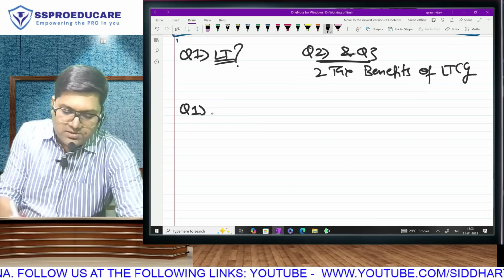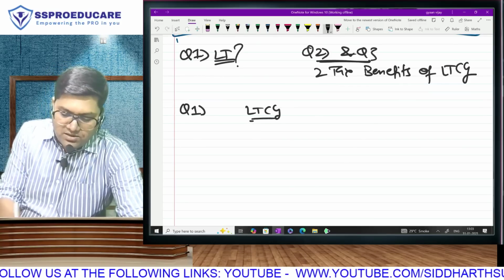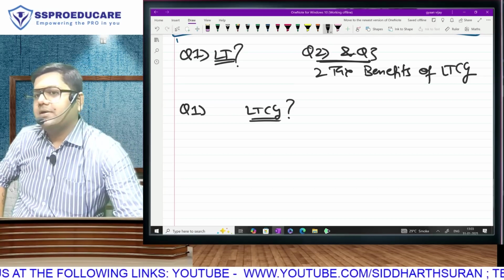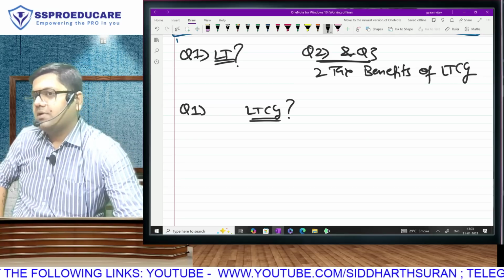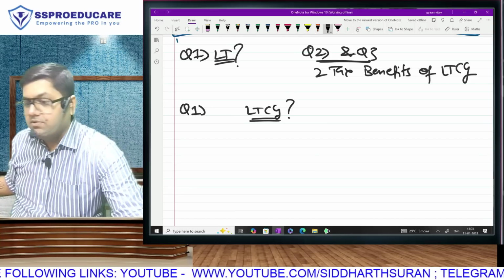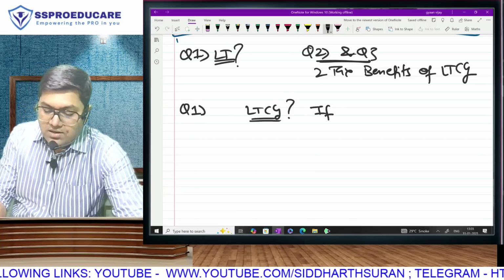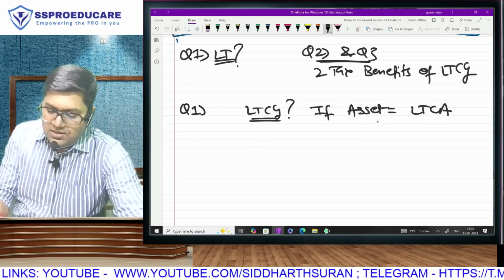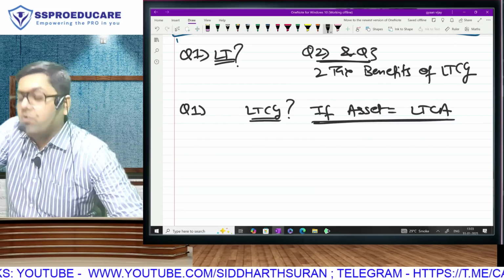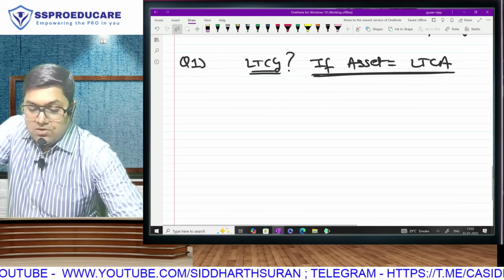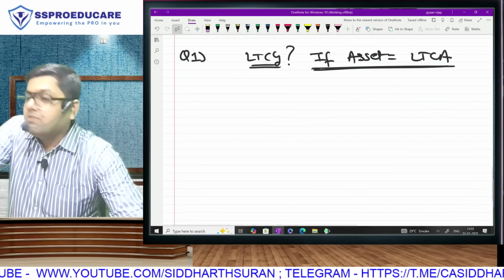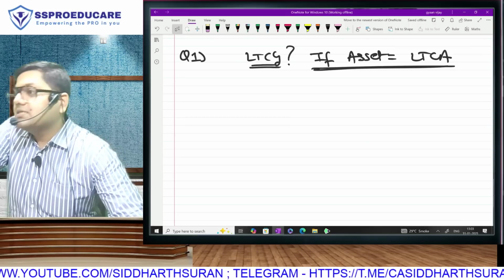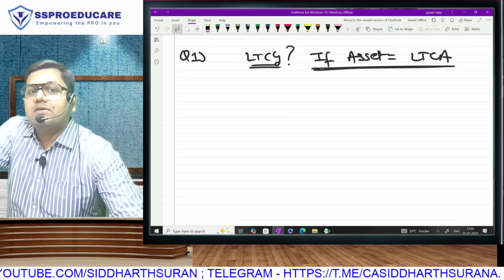In question number 1, our question, ladies and gentlemen, when will capital gain become long term capital gain? Answer: if the holding period is long, if the asset is long term capital asset. If you don't give this answer in the exam, you will lose marks, not respect. This is that answer. This is where we want to make your basics very, very strong.